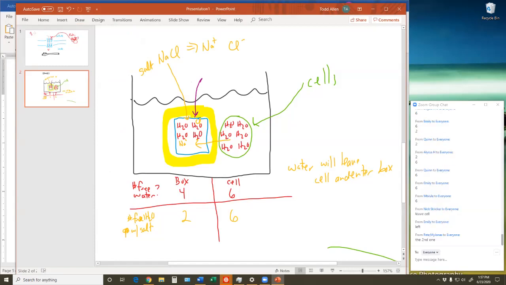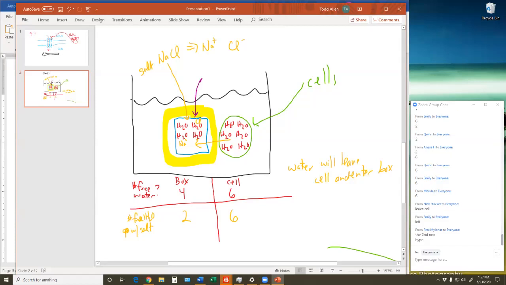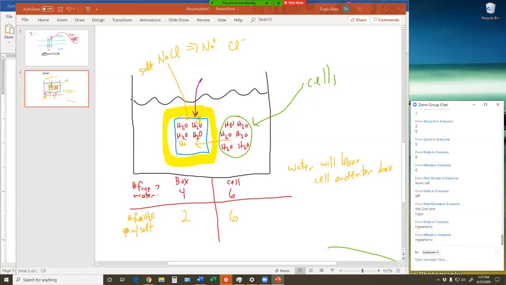Okay, is the water hypertonic, hypotonic, or isotonic? Okay. Thank you, Pete, Emily, Matt. Okay, very good. All right, that's what I was hoping you would see, that in our example here, this water is in fact hypertonic.